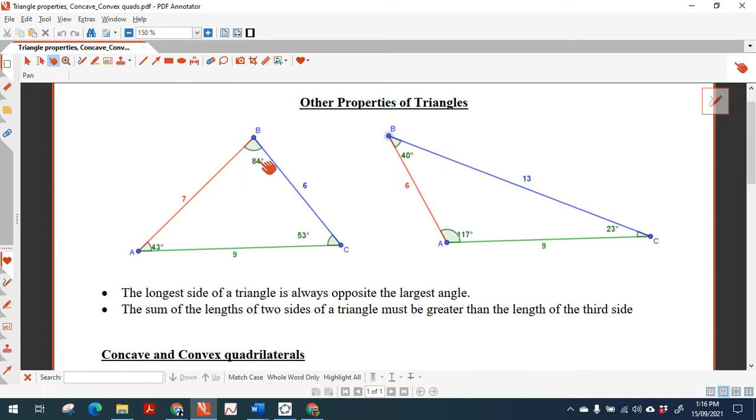All right, so 84 degrees is the largest angle. So longest side always opposite the largest angle. And have a look over here. Clearly, the blue side is longest. It's 13 units long. And look at the angle. It's opposite the largest angle in the triangle. So for any triangle, the longest side is always opposite the largest angle.